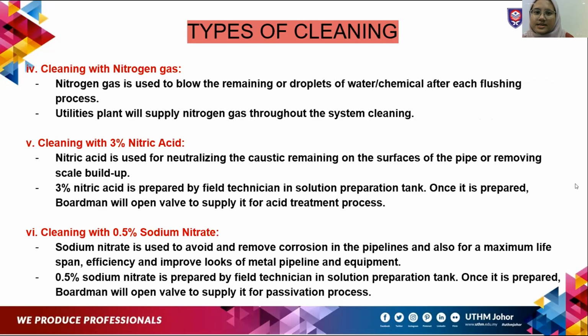The next type of cleaning is using nitrogen gas. Nitrogen gas is used to blow out the remaining droplets of water or chemical after each flushing process. The utilities plant will supply this nitrogen gas throughout the system cleaning.